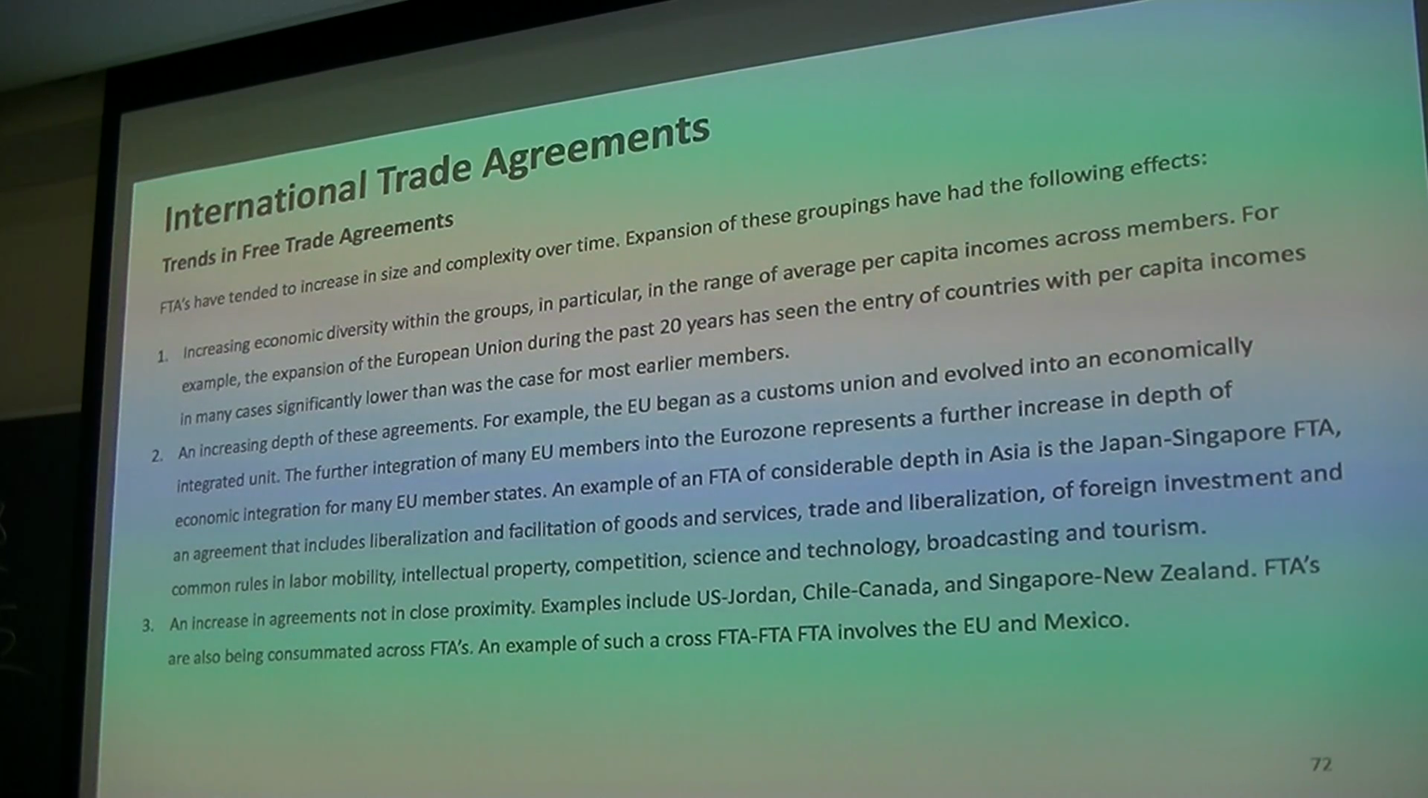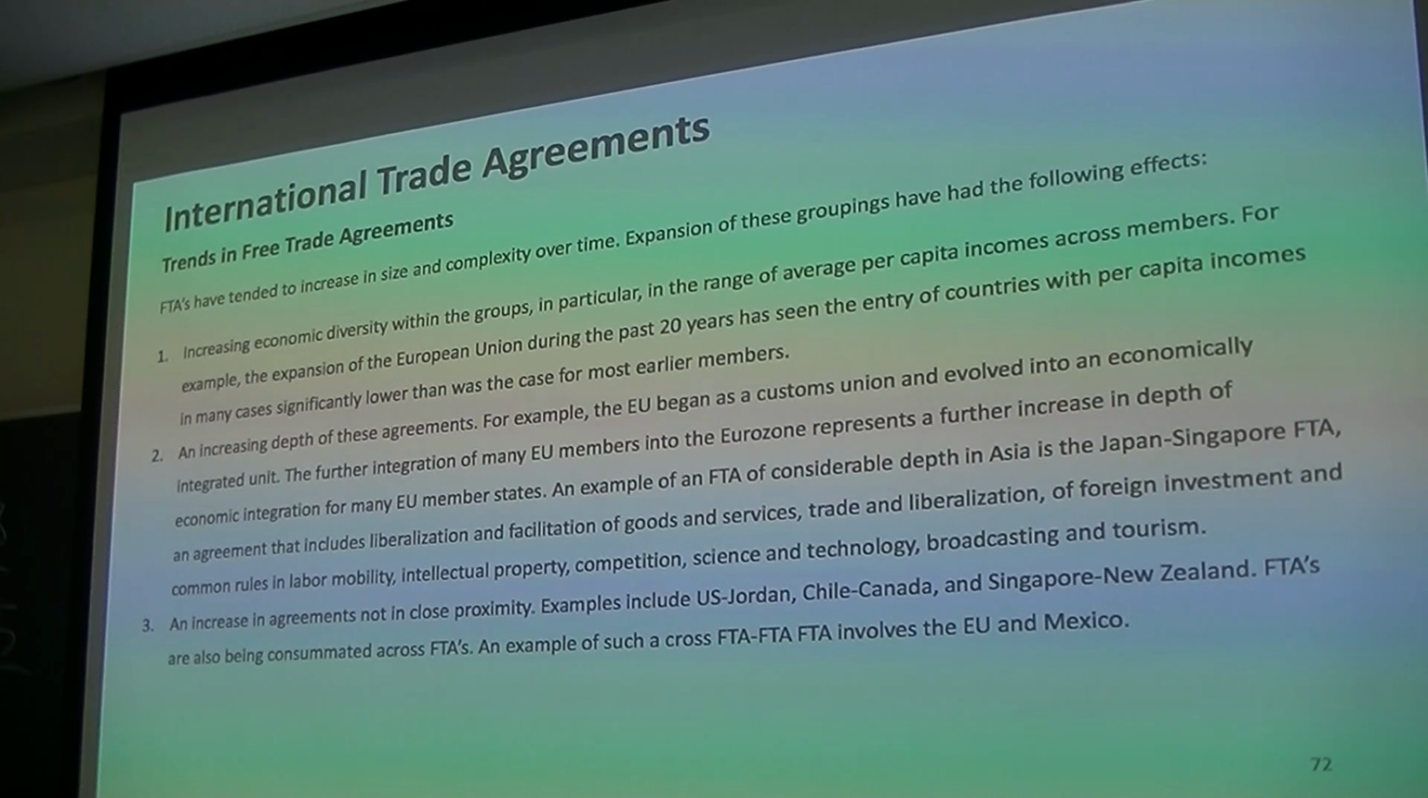FTAs, cross FTAs in, for example, the EU and Mexico. So Mexico is not a member of the EU, but there's a free trade agreement between Mexico and the EU. There's now a free trade agreement between Mexico and Japan. You have that type of situation.